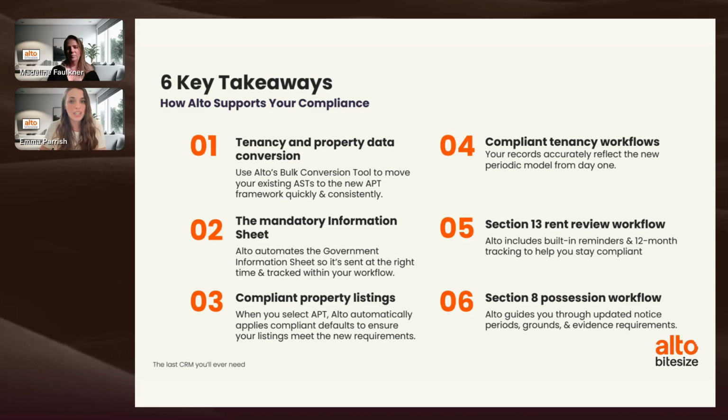We've got the mandatory information sheet. You're legally required to serve the government information sheets to all tenants. Alto automates this for you, so it's sent at the right time and tracked within your workflow. Then compliant property listings: getting your listings right is critical to avoid fines of up to £40,000. So when you select APT, Alto automatically applies compliant defaults, including allowing pets and children, to ensure your listings meet the new requirements as well.